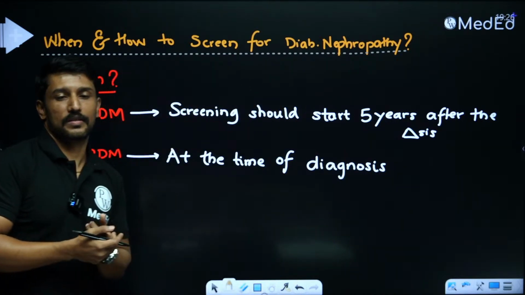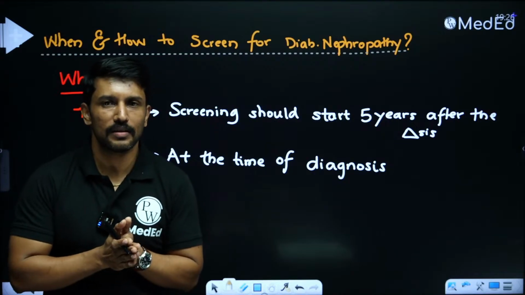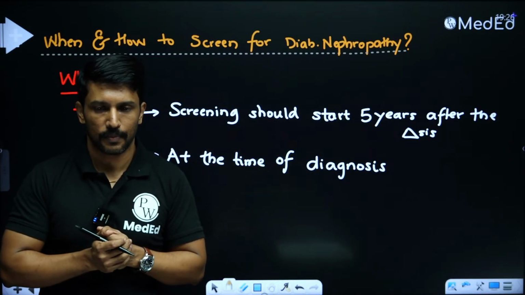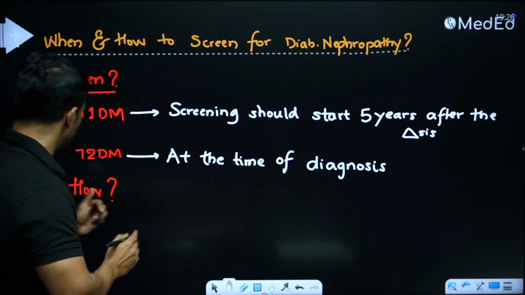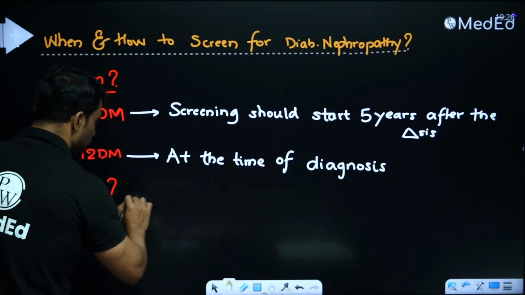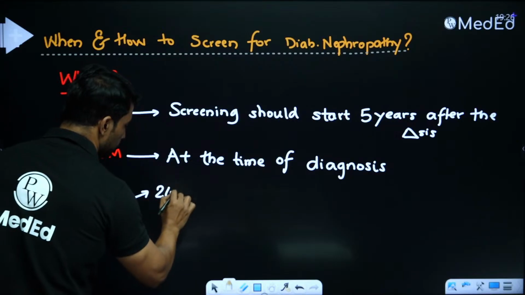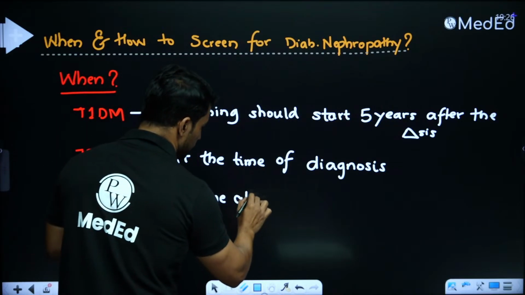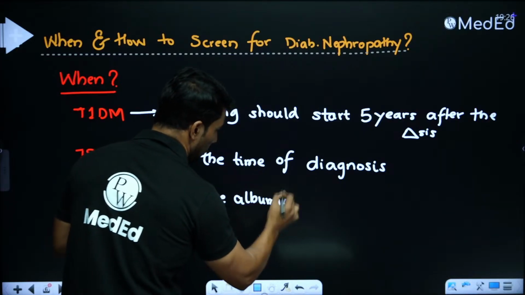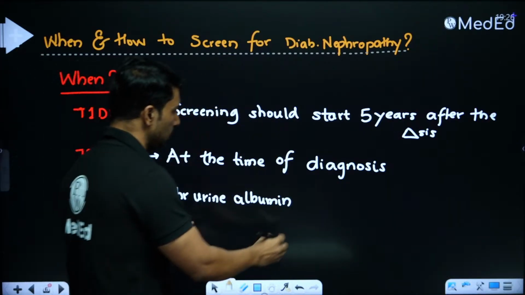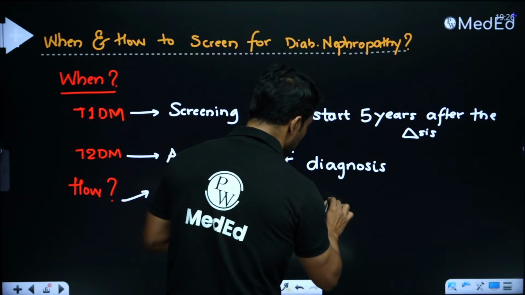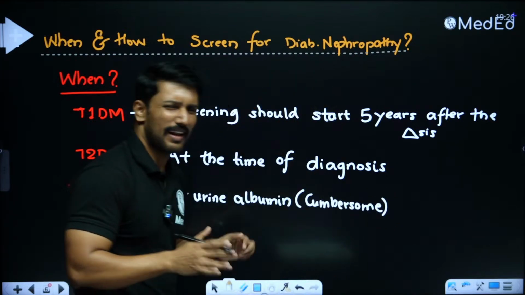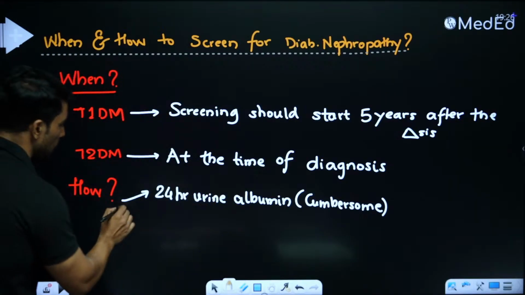Now there are two ways to record the albumin loss in the urine. One is 24-hour urine albumin estimation, but it is cumbersome, right? So when I ask how, you have two choices. One is 24-hour urine albumin estimation. How much albumin you are losing in 24 hours of urine. But it is of course cumbersome because patient needs to collect urine for 24 hours, then bring it to the hospital or the lab and hand it over to the lab. Quite messy.